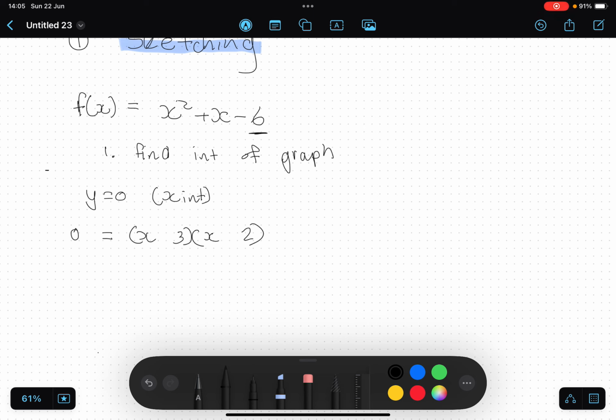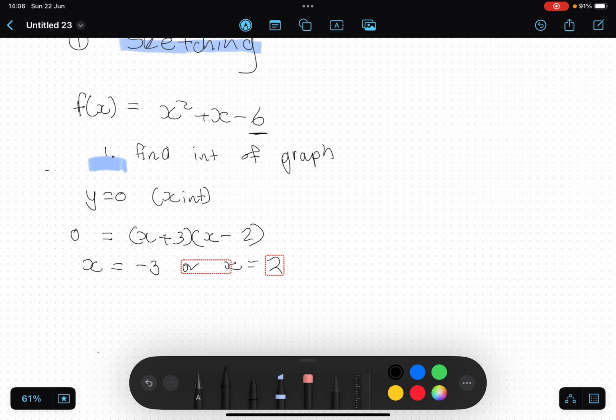And now we need to get minus 6. So it'll be definitely a plus and a minus, and then plus 1, so it'll be plus 3 minus 2. So x is equal to minus 3, or x is equal to 2. So those are our intercept values. So step 1, find your intercepts. Okay.